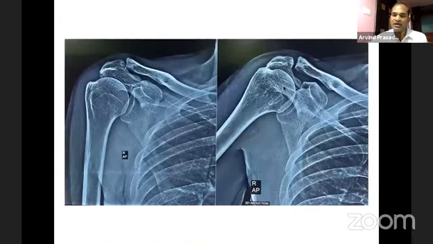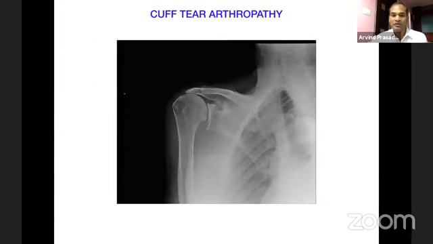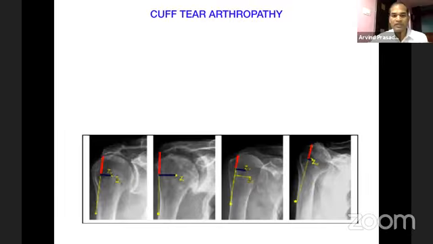The next is the AP view in 30 degrees of abduction, and look for any superior migration of the humeral head, whether it is there or not, because superior migration of the humeral head is associated with rotator cuff arthropathy. And in such cases, when there is superior migration of the humeral head, the failure rate with the repair of the rotator cuff is very high. So a classification has been given for this humeral head superior migration in rotator cuff arthropathy.